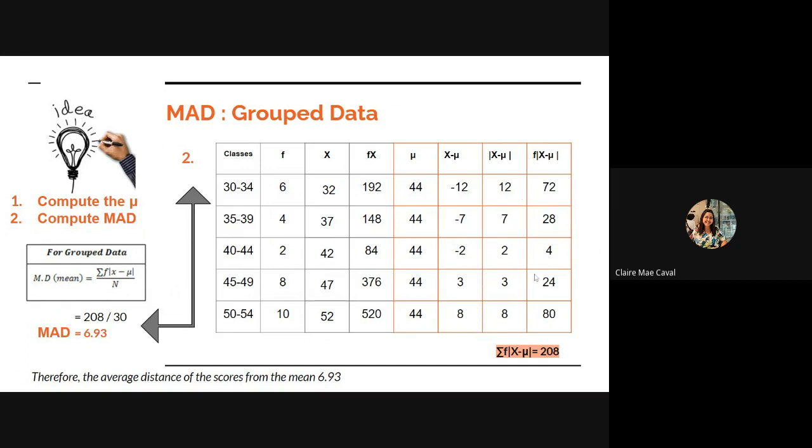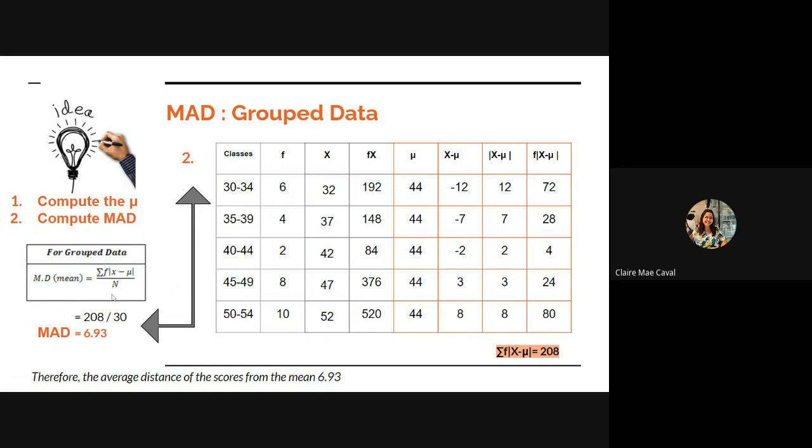Okay? Then last column, that's frequency times this one. Yung frequency natin, for example, here you have 6 times 12. That is equal to 72. Here you have 4 times 7. That's 28. And then you do the same below. Okay? You get the sum of this, the total, the summation of your f times the absolute value of x minus mu is equal to 208. So in your formula, yung numerator nyo dyan dapat 208. Ito siya, numerator. This is this one, 208.